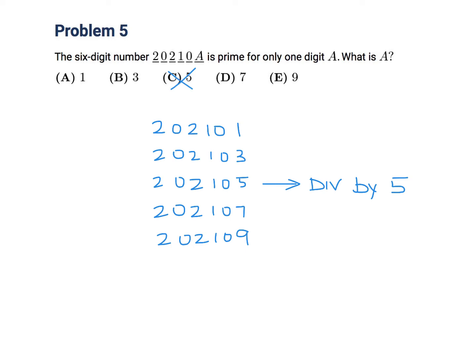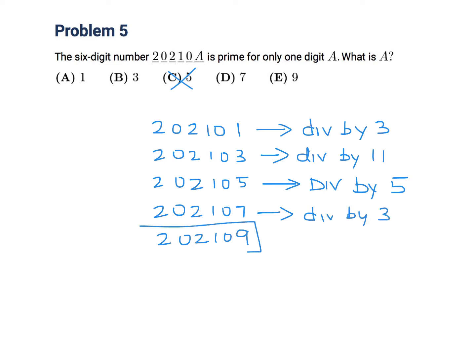So we can eliminate this guy. The rest are not as obvious, but with a little bit of division, you figure out that this is divisible by 3. This is divisible by 11. And this is divisible by 3 also. So this is the only one that's not divisible by some prime other than itself and 1. So this is a prime number. So therefore, the answer to number 5 is E.